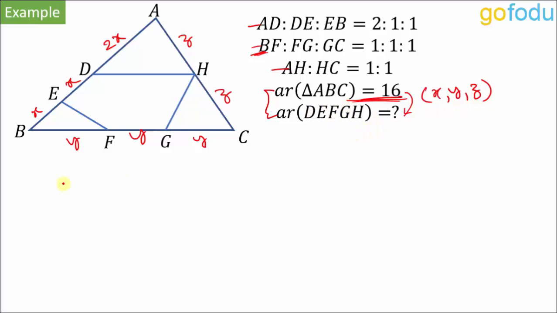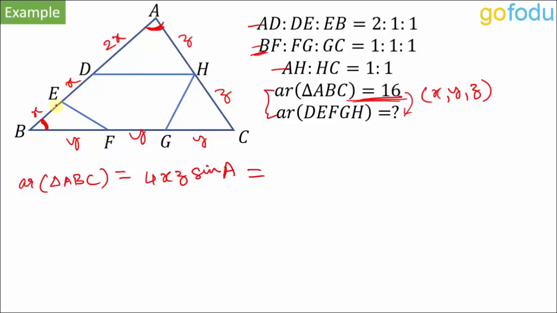Let's see how. Area of triangle ABC is what? Half AB into AC sine A. So AB is what? 4x and AC is 2z. So half 4x into 2z sine A, that is 4xz sine A. Also, area of triangle ABC, if I take this angle, can be written as half AB into BC sine B.